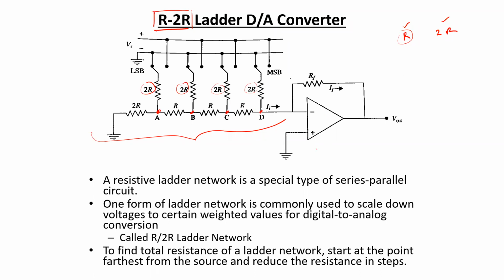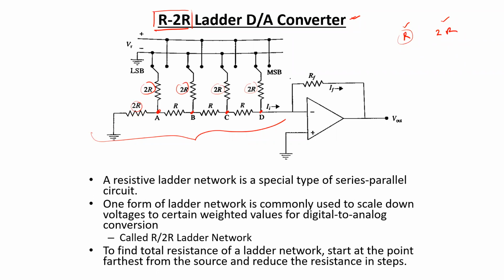So from the configuration of the ladder network and the values of the two resistances, the name of the converter is termed as the R to R ladder DA converter. And lastly, from the last node, twice R resistance is connected to the ground.